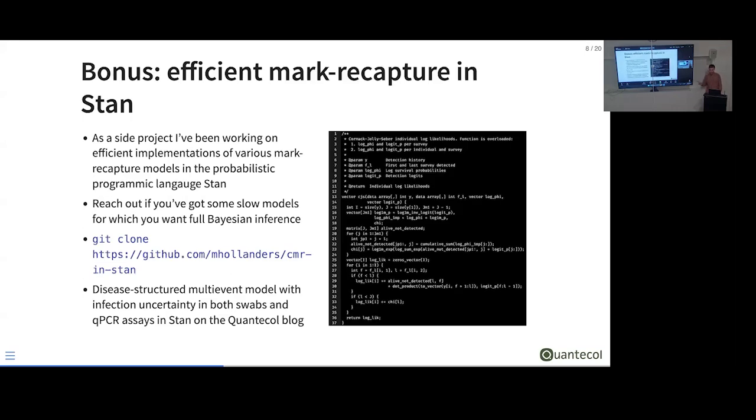So this is sort of unrelated, but some of these mark recapture models can go very slow, and not all implementations are super efficient. So I've been working on the side on writing some really efficient functions to fit these models in Stan, which is a probabilistic programming language that's my tool of choice these days. So if anyone is interested in having a look at that or has big data sets that they're struggling to fit in a reasonable amount of time, definitely reach out.